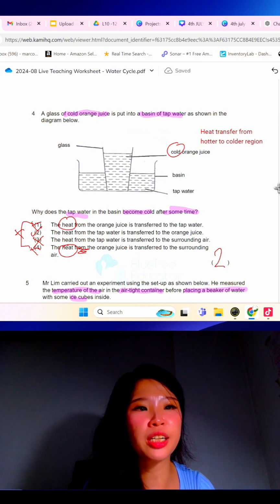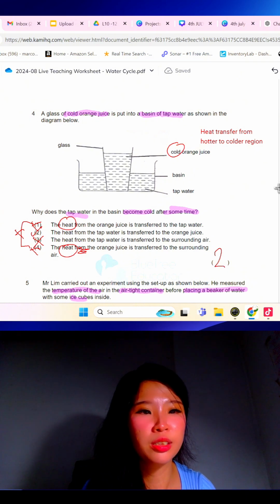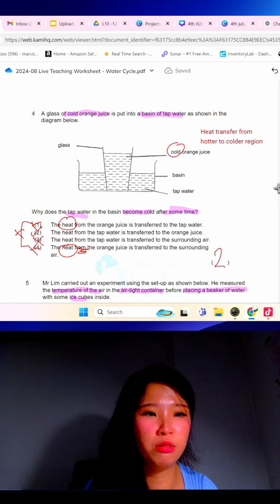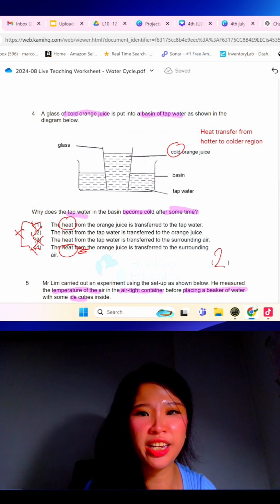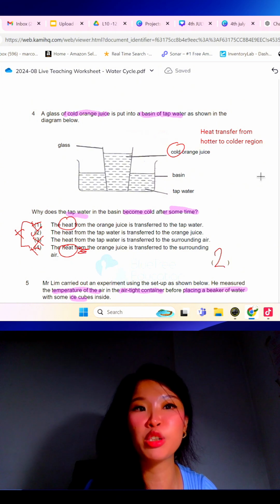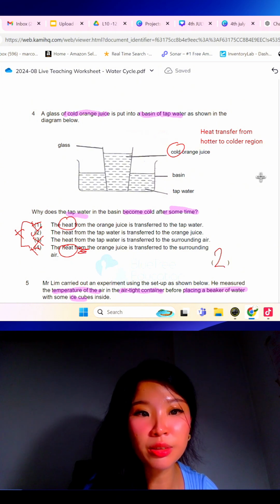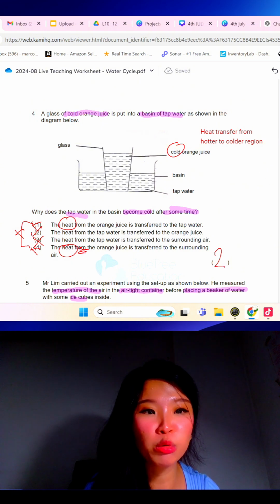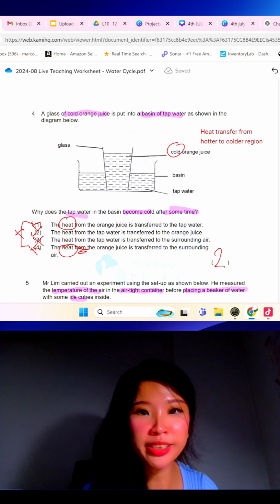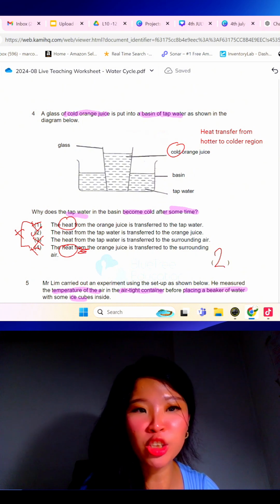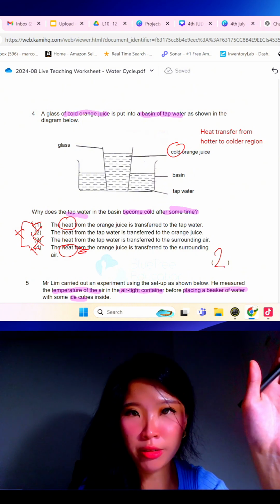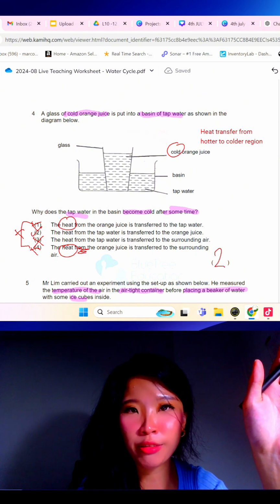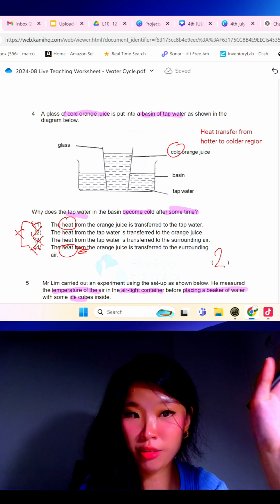Orange juice, it's cold, it still has heat. Just tap water has more. Yes, but we are talking about primary school science, okay? This is primary school, P4, P5. It says cold orange juice. We can talk about heat capacity for secondary school kids. We even can go to JC level, but we are talking about primary school here, alright?